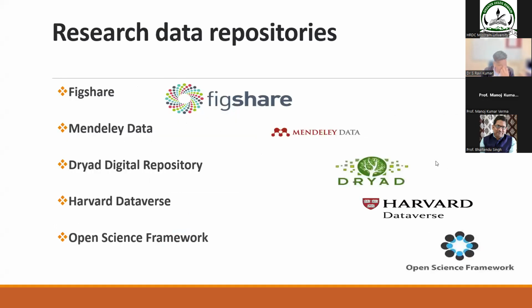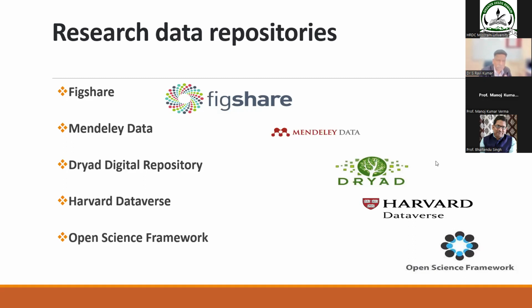Next, try to share your research data in a research repository. For carrying out your research, you would have come up with certain data. For example, I go and do a survey in the field and collect the data. Say in a state, we have 5 districts, and I have collected the data from 2 districts. I can share it in a domain like Figshare or Mendeley Data or Harvard Dataverse, wherever you like. So you share it.